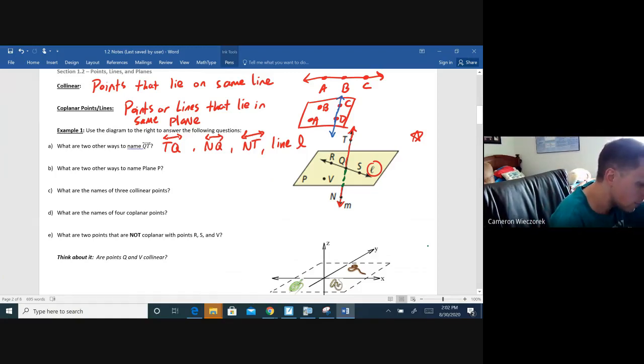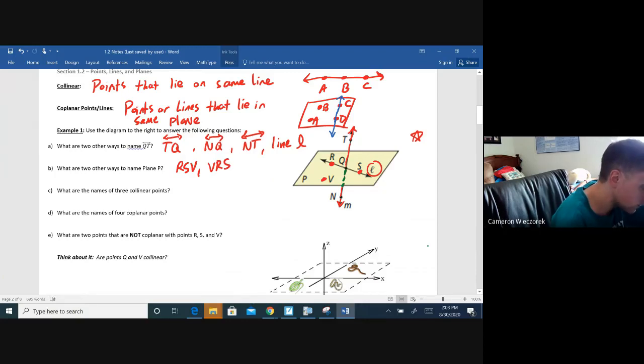Two other ways to name plane P. In order to name a plane, you need to pick 3 points that don't all lie on the same line. So I noticed that point R, point S, and point V are 3 points that are on the plane, but they don't all lie on the same line. Okay. 2 of them do, but that's okay. It has to be all 3 as a whole do not lie on the same line. So I could name this RSV, could switch the order around. I could call it VRS. Okay.